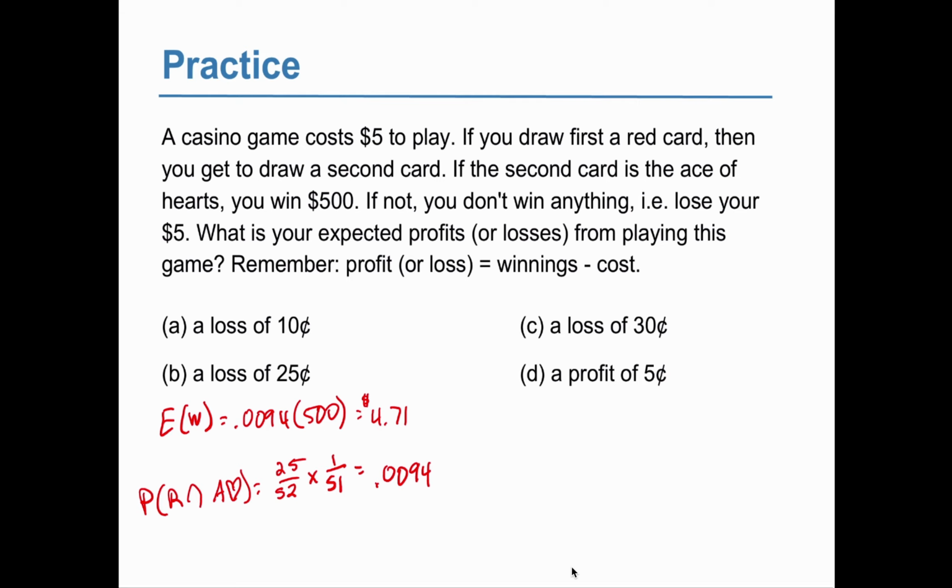But then it would also cost $5 to play. So your expected value of your profits is going to be the expected value of your winnings minus $5, which is $4.71 minus 5, which is negative 29 cents, or a loss of about 30 cents.